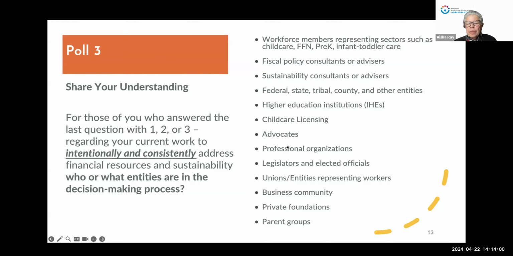So 56% of you have workforce members representing sectors such as childcare, family, friend, and neighbor, pre-K, infant, toddler care. Great. 19% fiscal policy consultants, 10% sustainability consultants or advisors, 48% federal, state, tribal, county, and other entities, and 32% institutions of higher ed.